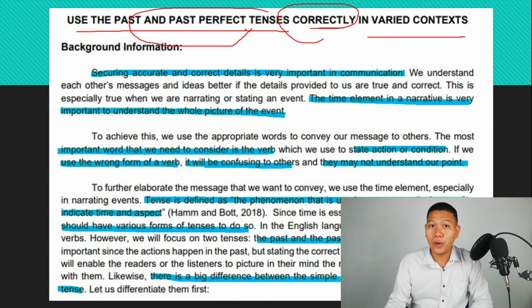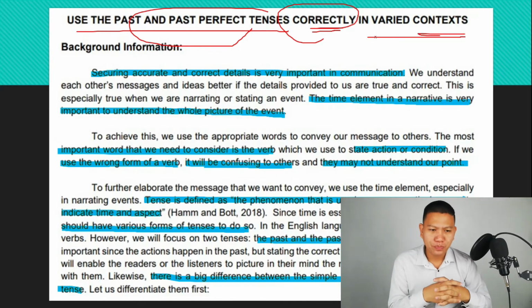Remember, we have 12 tenses of verbs. So for this week, we will just be dealing with the past, the simple past, and the past perfect tenses. And we will make sure that we will use these verbs correctly. Okay? It's not enough that you know how to use them. You must know how to use them the right way or correctly. And of course, you must be able to adjust in different contexts or situations.